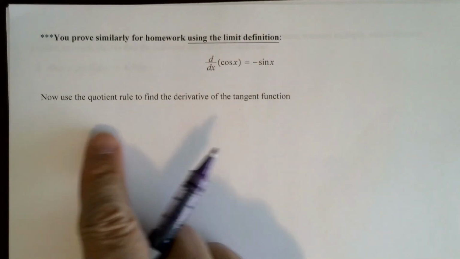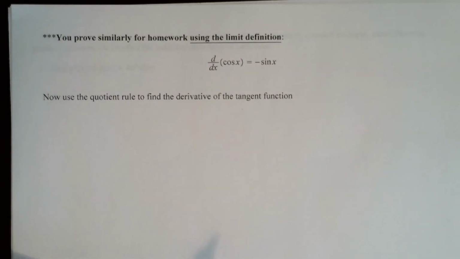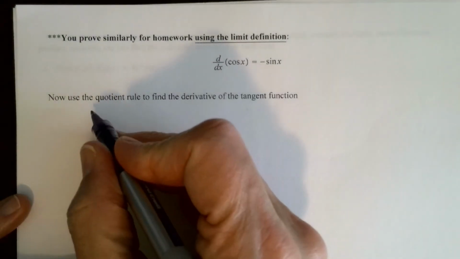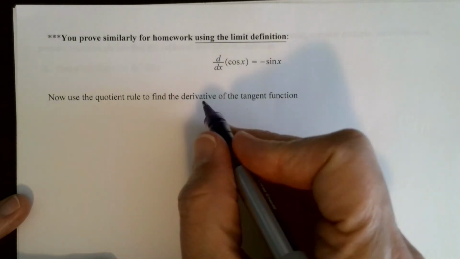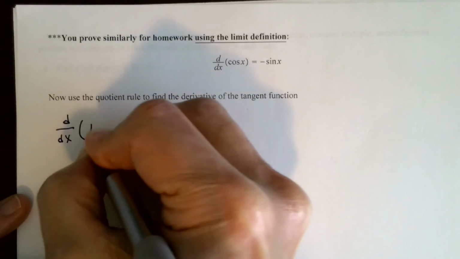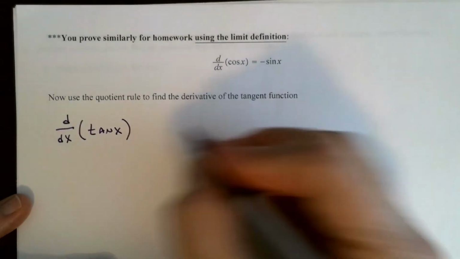The next one we're going to do is the tangent function. And I am not going to use the limit definition. And I don't want you to use the limit definition either, because we're going to use the quotient rule to find the derivative. And you say quotient rule? How do you mean quotient rule? Where's the quotient? If I take the derivative with respect to x of tangent of x, what am I going to do with that? There's no quotient.